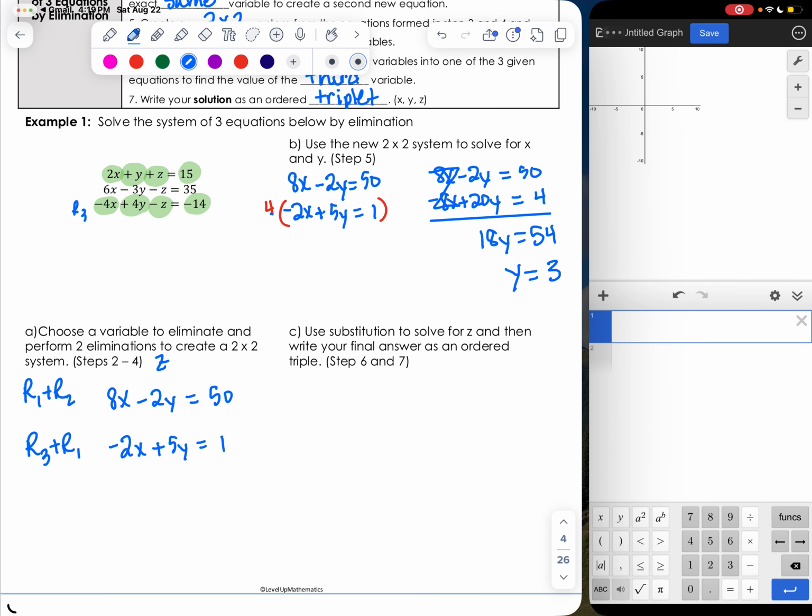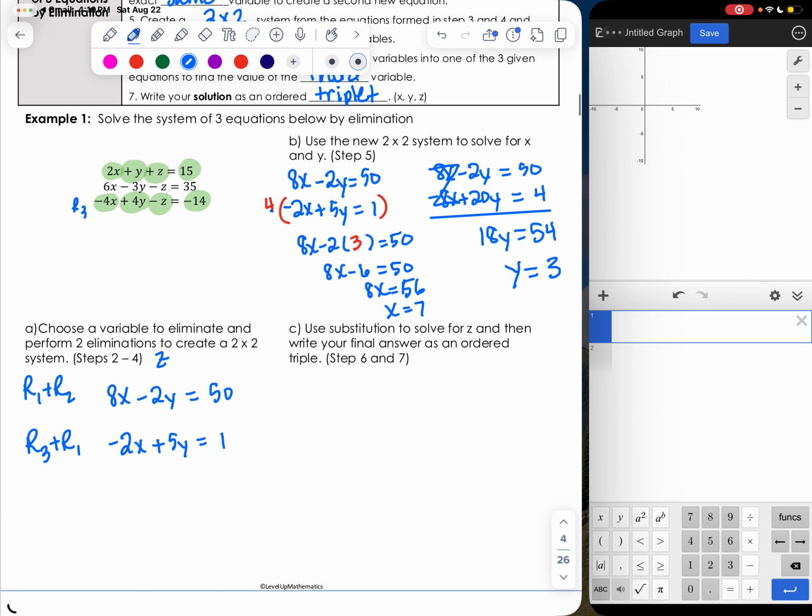Now, to find the value of x, I'm just going to plug that y into this top equation. 8x minus 2y equals 50. And I want to plug in my value of y, which is 3. So this would be 8x minus 6 equals 50. Add 6 to both sides to get 8x equals 56. And then divide by 8. Okay. So now we know x and we know y. The only thing we don't know is z.